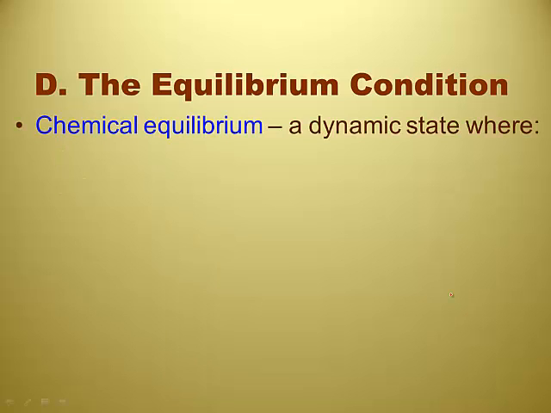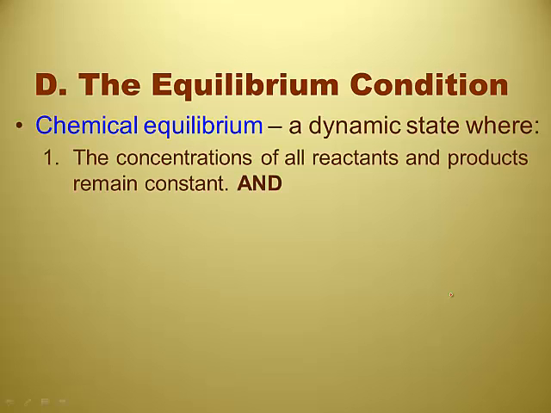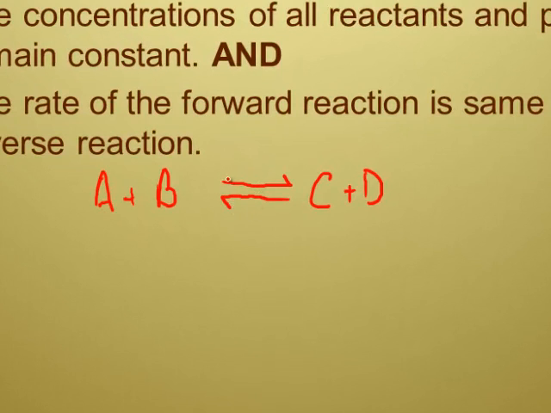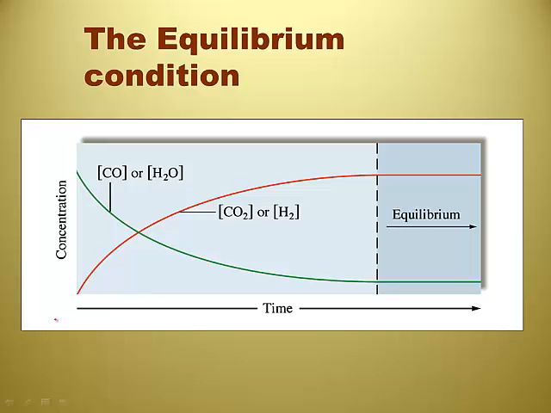Nothing condenses back. These are enclosed systems. Chemical equilibrium is a dynamic state where concentrations of all reactants and products remain constant and the rate of the forward reaction is the same as the reverse reaction. We might say A plus B makes C plus D. If we want to show that they're both happening at the same rate, we often draw the reversible arrow the same size. If chemical equilibrium has been achieved, we draw that. If it hadn't been achieved, we might draw it more like this. This is just a visual aid for the equilibrium condition.